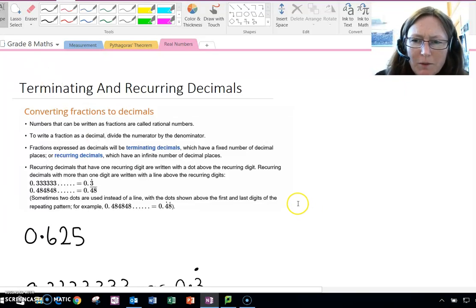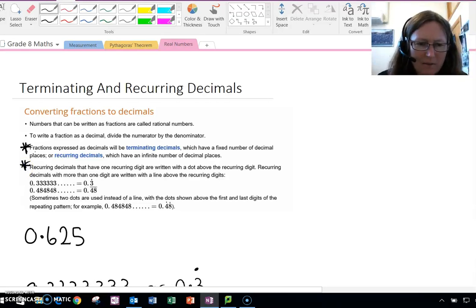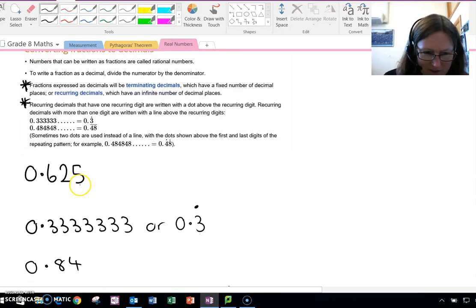Okay, we're going to look at terminating and recurring decimals. I guess the main bit that we need to read here is these two dot points. We'll look first of all at what a terminating decimal is. Fractions expressed as decimals will be terminating decimals when they have a fixed number of decimal places. So let's look here. This has a fixed number of decimal places, 0.625. It finishes. This is a terminating decimal.